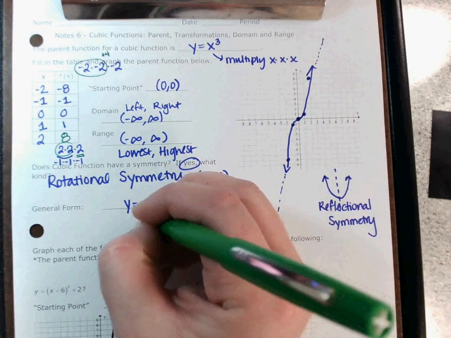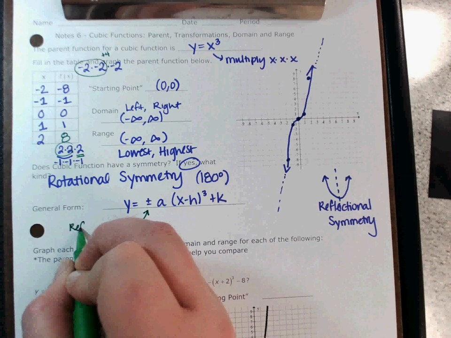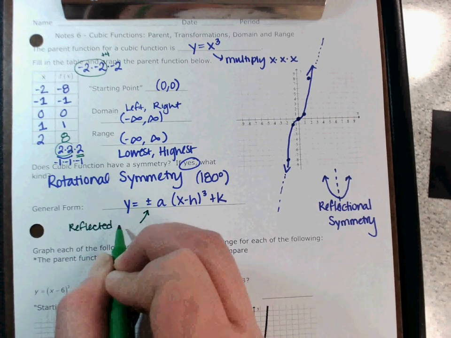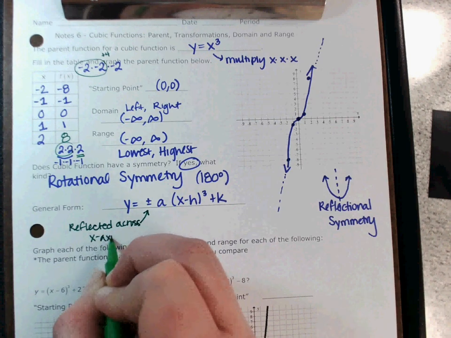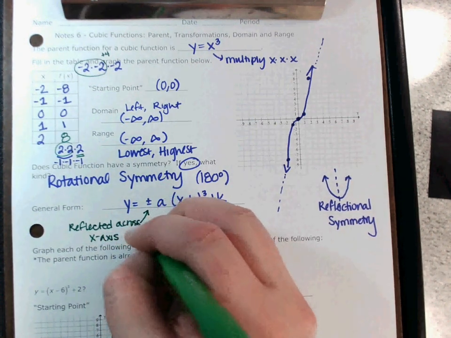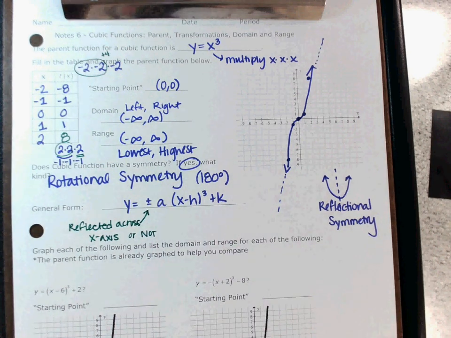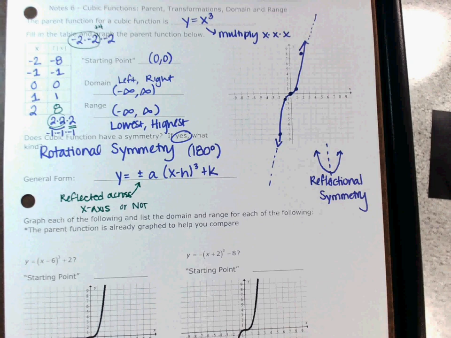The plus or minus in the front tells you whether your graph will be reflected across the x-axis or not. Okay, remember, in the case that it's a negative number in the front, that's when it would be reflected. If it's not negative in the front, it would not be reflected.